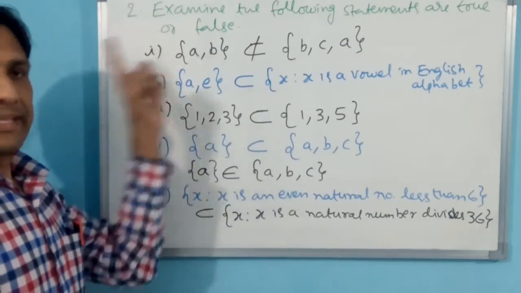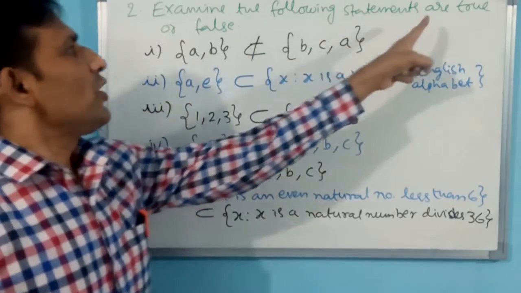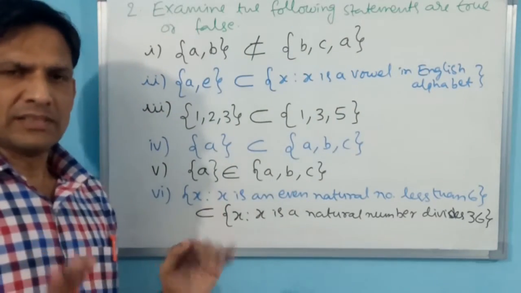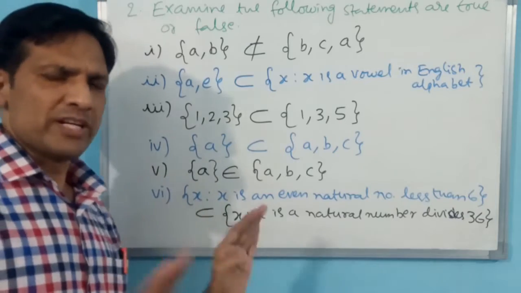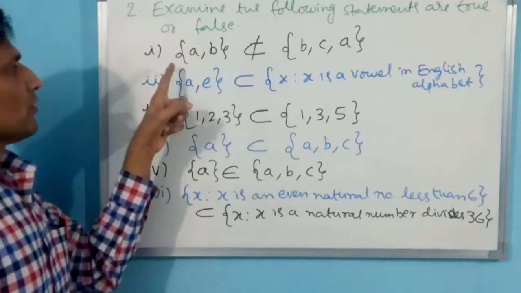Okay, now let us see the second question. Second question, what they have mentioned. Examine the following statements are true or false. See, we have to write true or false. That's all. We need not give any explanation. Let us see first one by one. First part in second question.